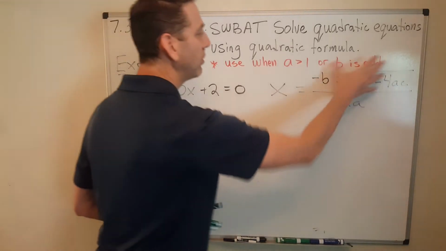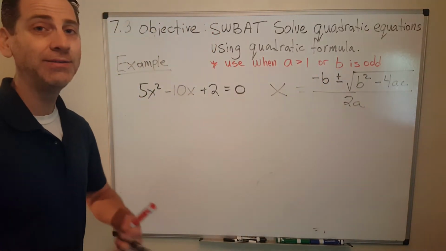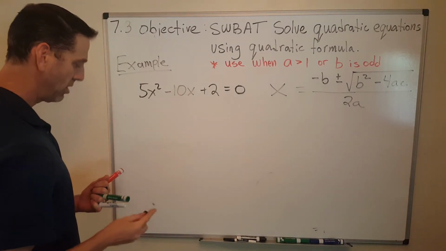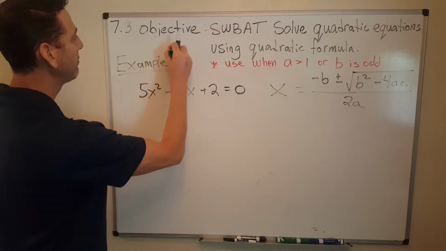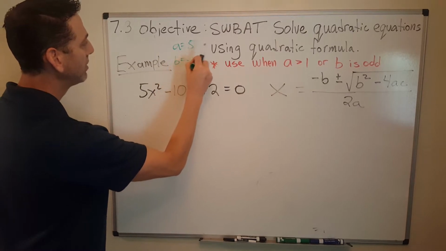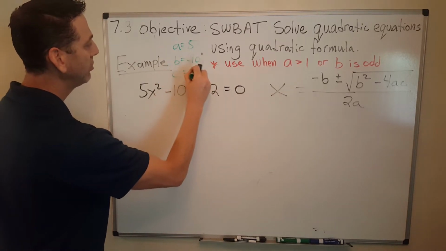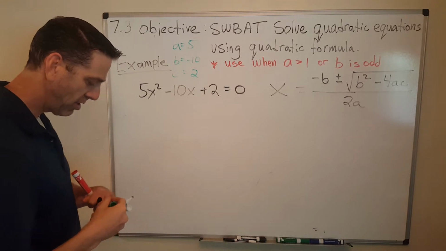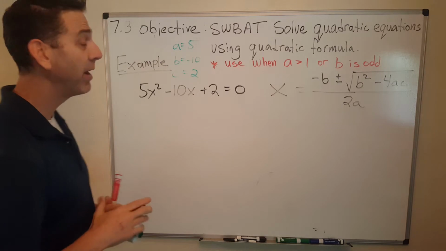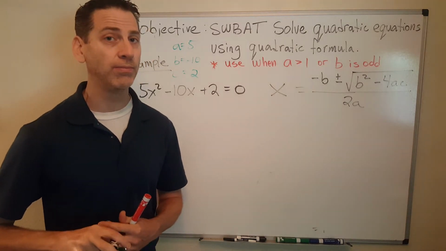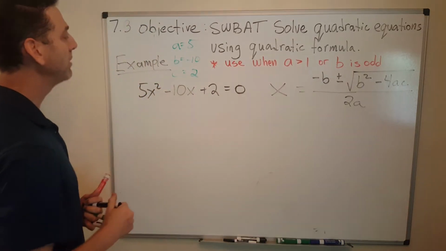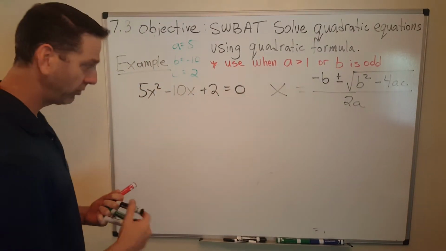So let's substitute our ABCs into our formula. What are my ABCs? Let's take a look. A is 5. B is negative 10. And C is 2. So there are my ABCs. You've got to know your ABCs to do this. And by the way, it has to be in standard form for the quadratic formula to work. So let's substitute our values in.